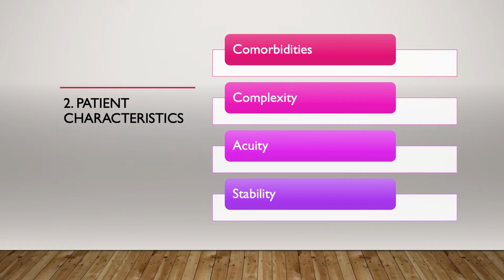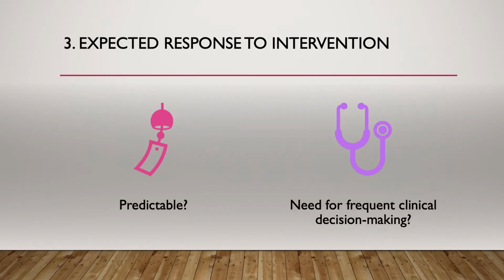To some extent, this might depend on the individual PTA and their personal skill set, but if you expect the patient's condition to require frequent changes to the plan of care, you should probably retain their care for yourself. Somewhat related to patient complexity is the predictability of the patient's response to treatment. Is their response so unpredictable that you expect to be making clinical decisions on a frequent basis? If so, delegation may not be the best choice.